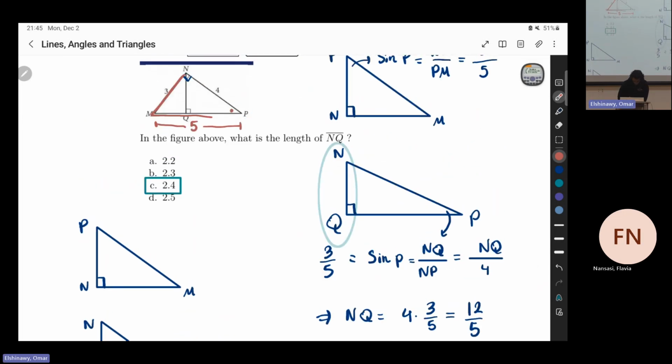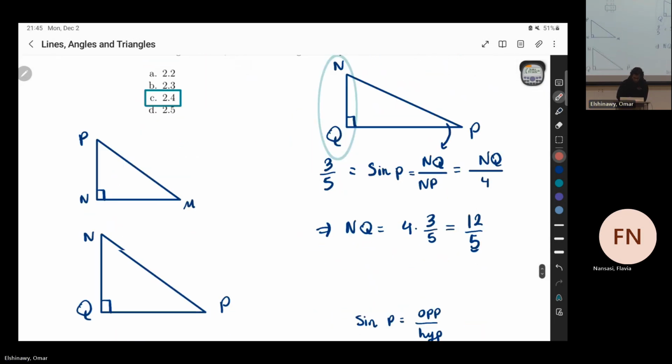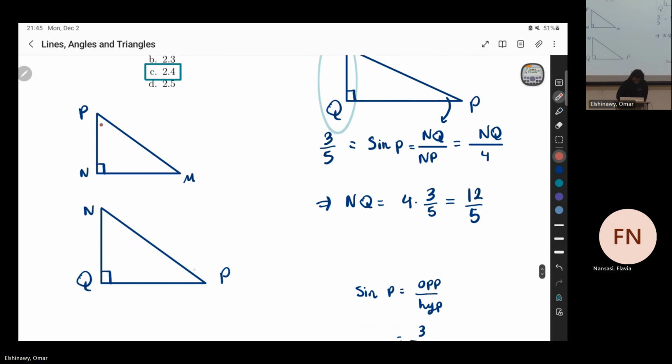But first off, these two triangles have a common angle, right? So this first triangle, NMP, and the smaller triangle, NQP, have the same angle, which is P. So that's one idea. The second idea is that both of them have a right angle, correct? Okay, we have a right angle.